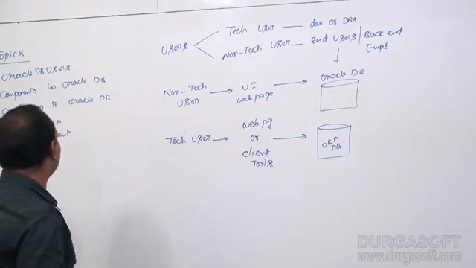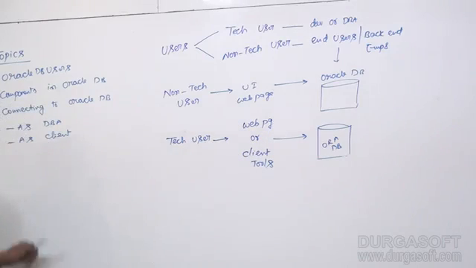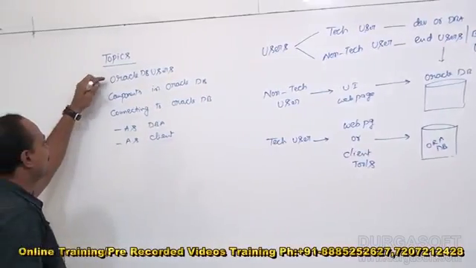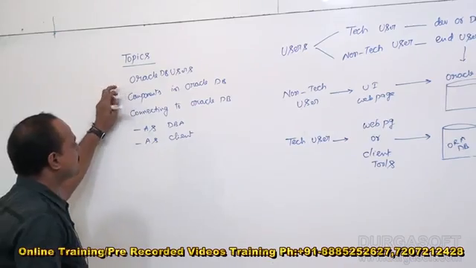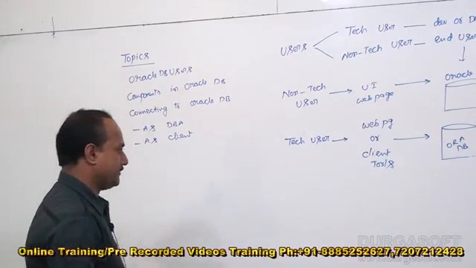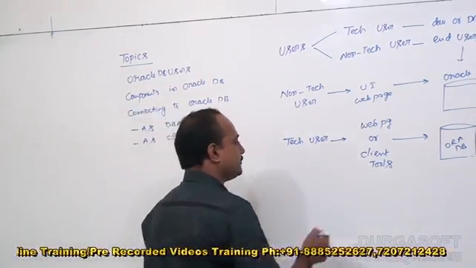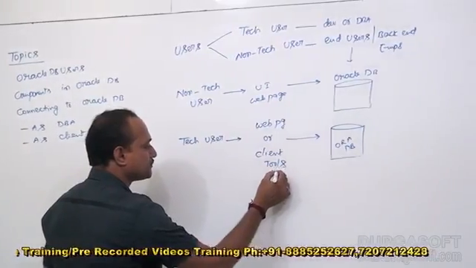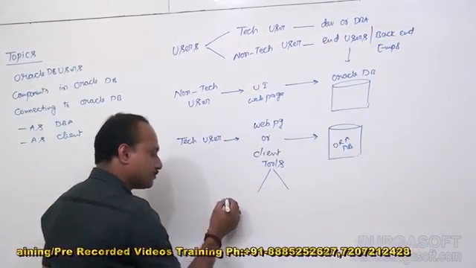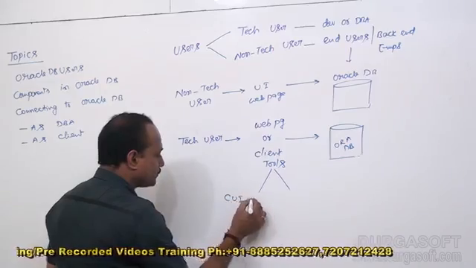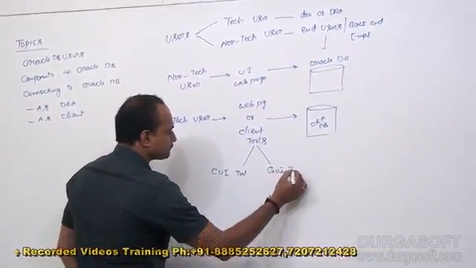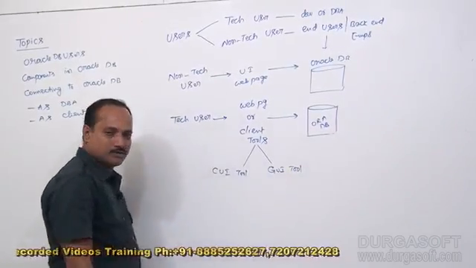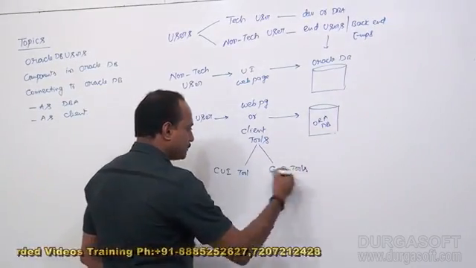But what is meant by a client tool? This is the point about connecting to the Oracle database. Later we will discuss the components of Oracle database. See, what are the client tools? Client tools are again divided into two types: CUI tool as well as GUI tools.